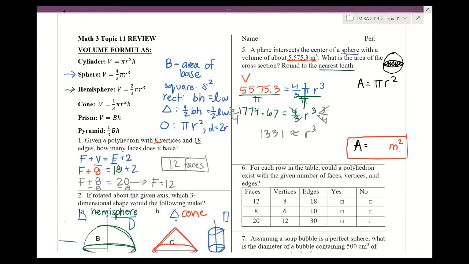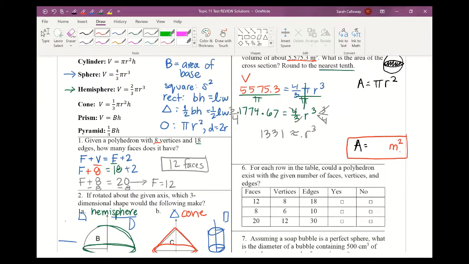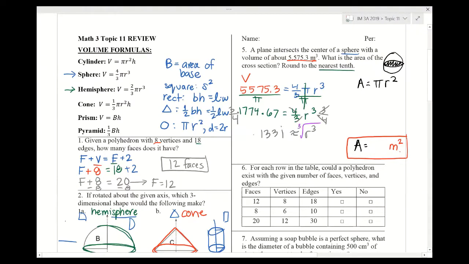So r cubed, if I take the cube root of both sides, tells me that r is about 11. Okay, so 1,331 is about 11 to the 3rd power. And so remember that that's not my answer because it's asking me for the area of the cross section. And so it wants the area of that circle.